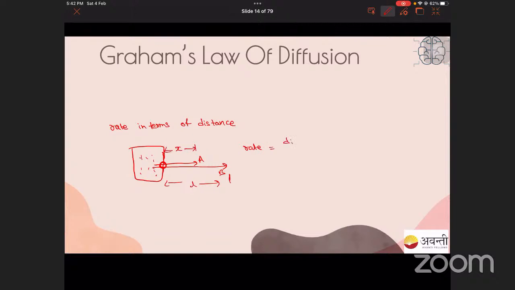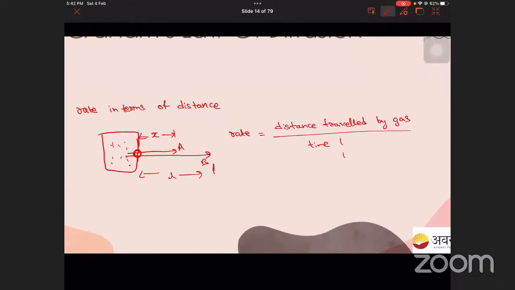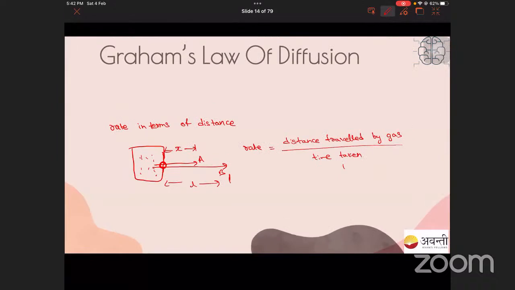Rate is nothing but the distance traveled by the gas by the time taken, how much time it is taking to cover that distance. That is nothing but rate in terms of distance.